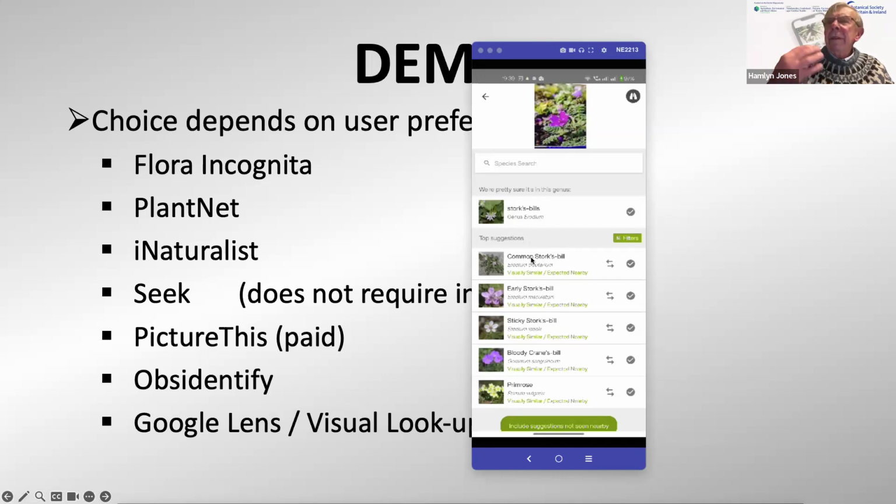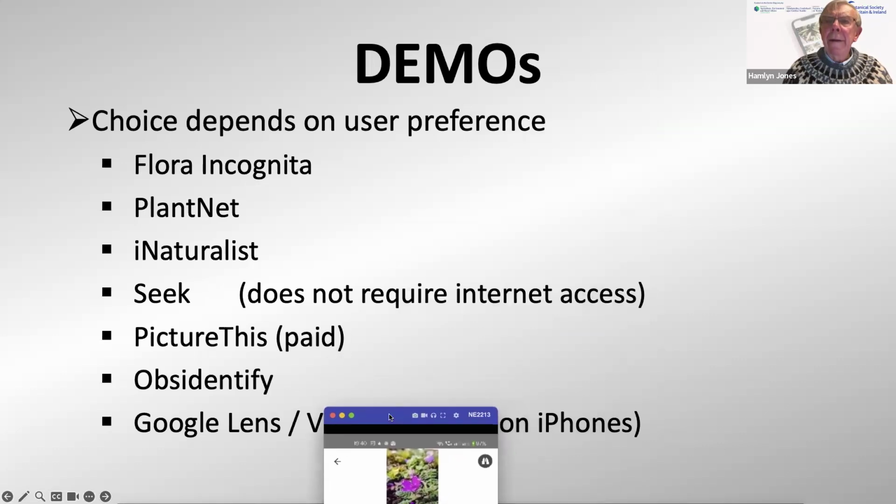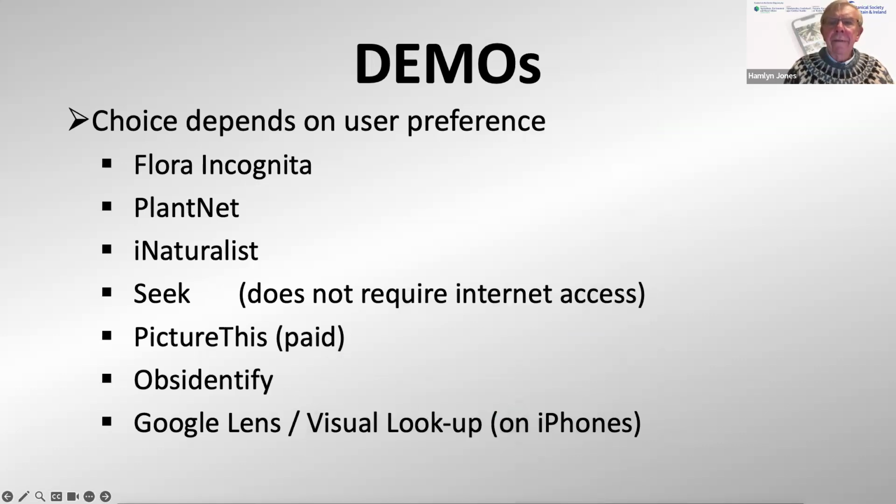So this one gives you a nice range of alternative species, and it's giving you the idea that it's confident that it's storksbill. It's not so sure about the species, but it ranks them. Okay, so that covers that. And let's just go back and finish off.